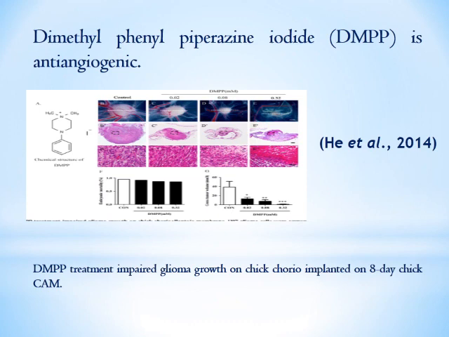DMPP, the abbreviation for dimethylphenylpiperazinium iodide, is an anti-angiogenic agent in a dose-dependent manner. U87 glioma cell xenografts treated with DMPP have less growth and angiogenesis compared with untreated cells. This figure shows DMPP treatment inhibiting glioma growth on the chick chorioallantoic membrane planted on the 8-day chick CAM.